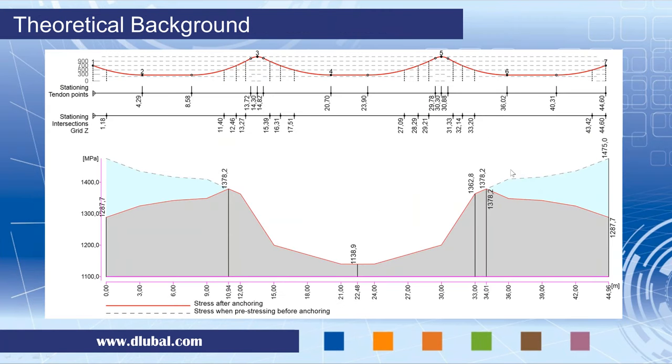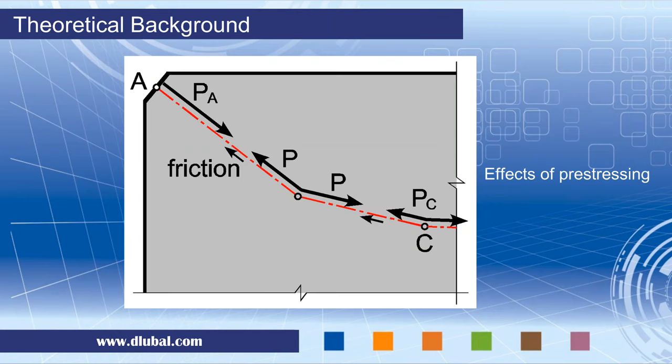After we showed all these examples, I would like again to indicate some topics which I would like to address during the seminars. It is a kind of theoretical background. Definitely we will be speaking about the losses. This is a picture of the longitudinal profile of the tendon, and the frictional and anchorage set losses.